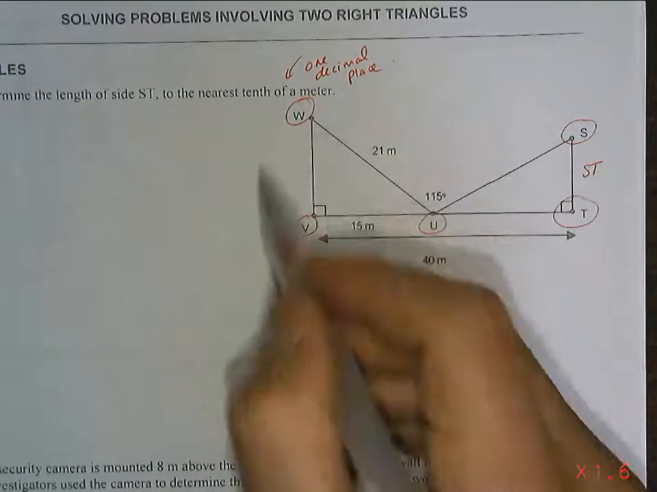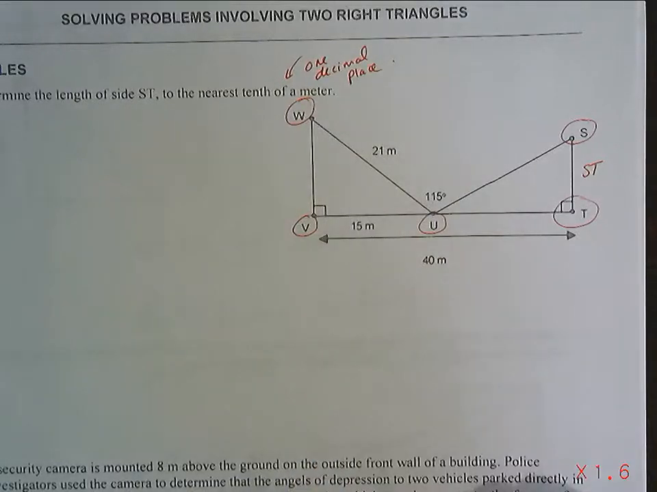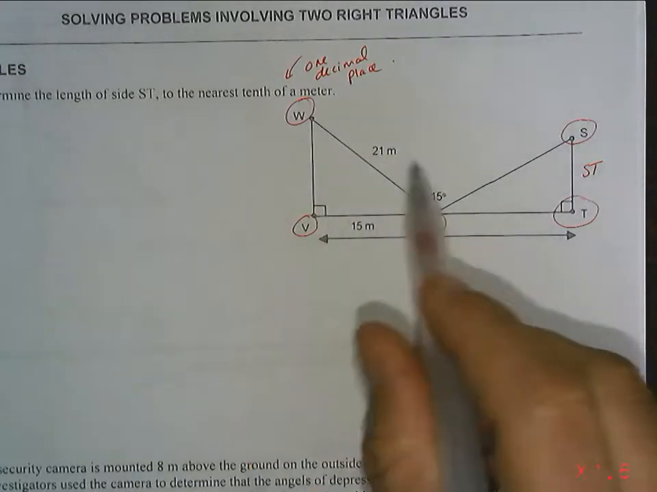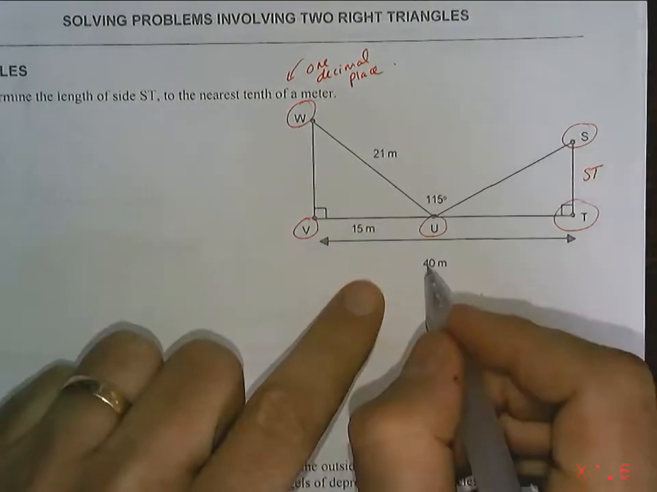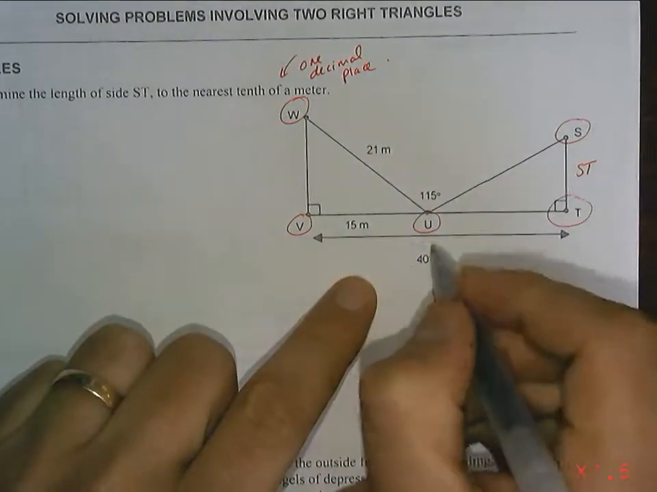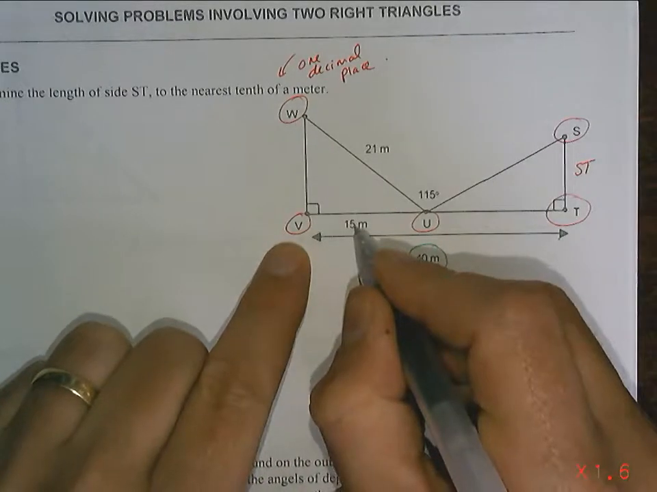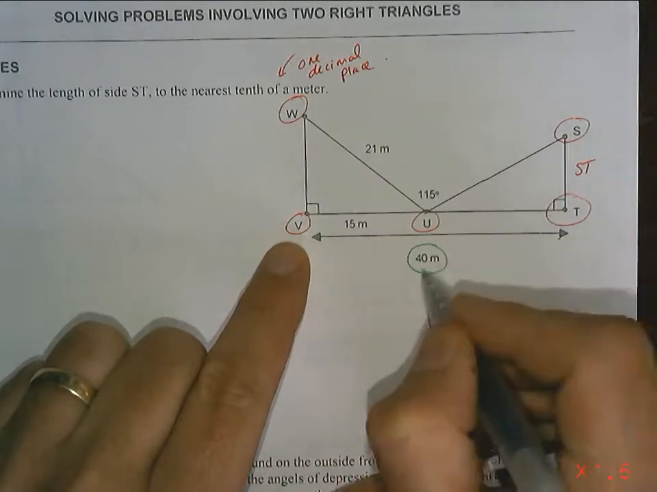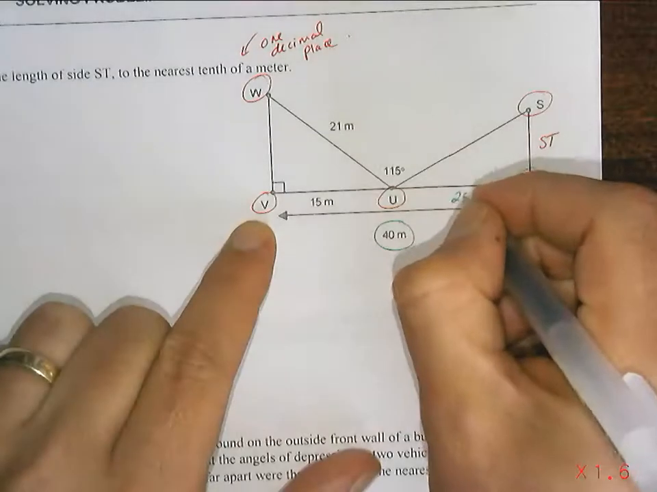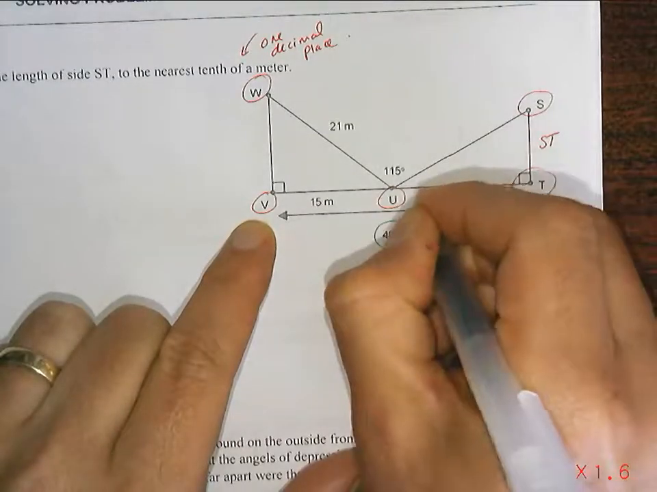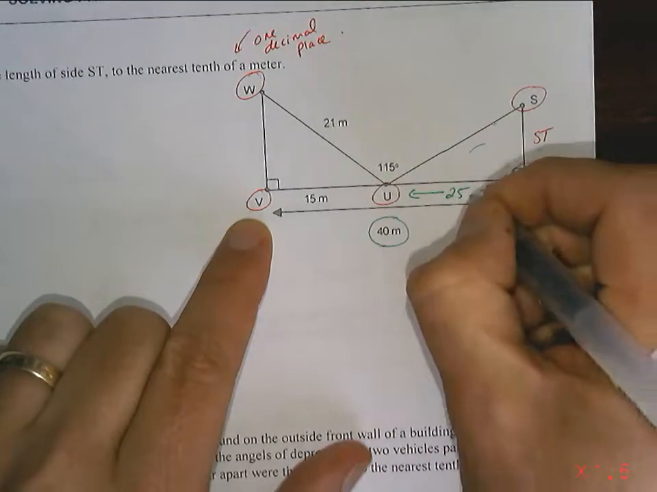So let's look over in this triangle. Got a lot more happening here. Notice I might be able to use some of this information for this one. Ooh, exciting. 40. This is 40 meters from here to here. This is 15 meters. So this little bit will be 40 minus 15, which will be 25. I now know something in this triangle. Oh, I feel better already.